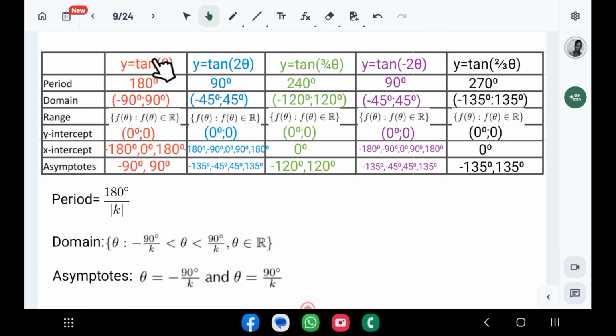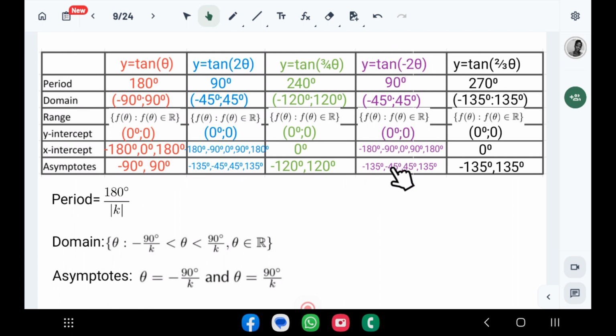Now here is the period. For the standard one, it's 180, easy peasy. For y equals tan 2 theta, like we calculated, it's 90 degrees. Same as the other one, y equals tan of minus 2 theta. And then for y equals tan of 3/4 of theta, that will be 240 degrees. And for the last one, it will be 270 degrees. The domain for the standard one is negative 90 to 90. The next one, negative 45 to 45, same as this one. These two have exactly the same parameters or characteristics.